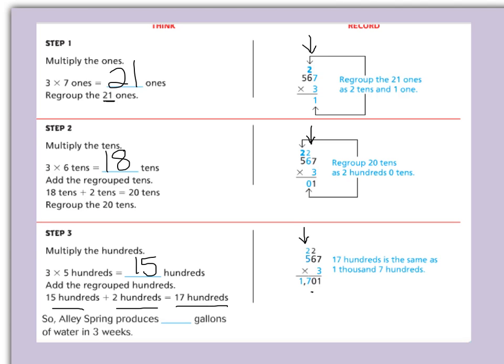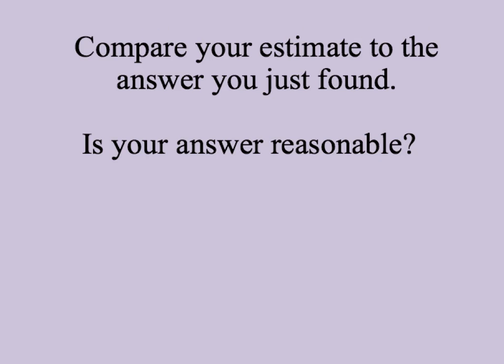Alice Springs produces 1,701 gallons of water in 3 weeks. You can see it right there. Okay, we need to go back and compare. And remember, our original estimate was 3 times 600, so we had 1,800 as our original estimate. And then we just solved using the algorithm, and we have 1,701 gallons of water. So let's go ahead and compare.